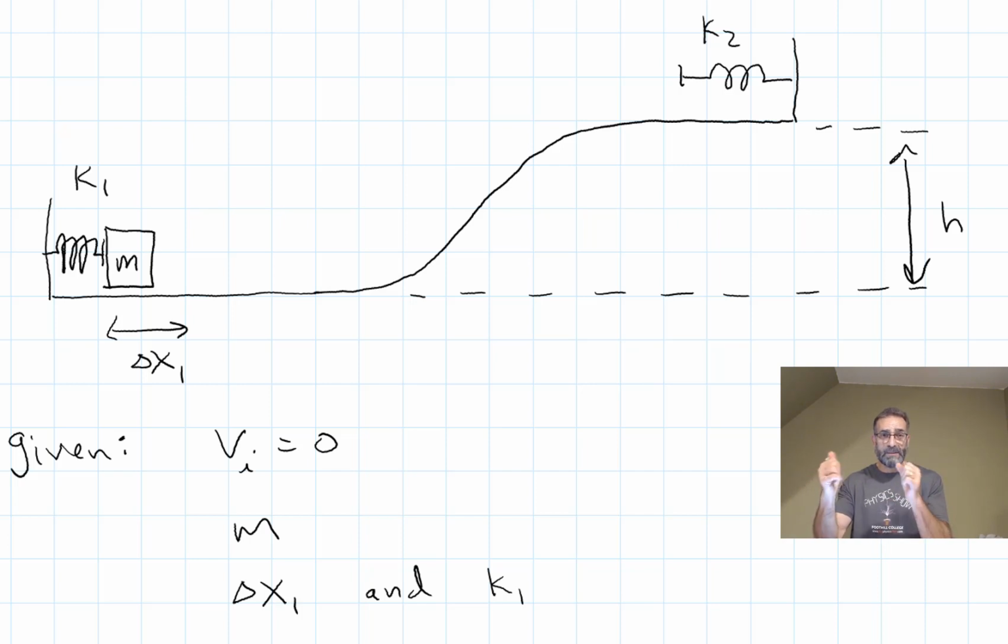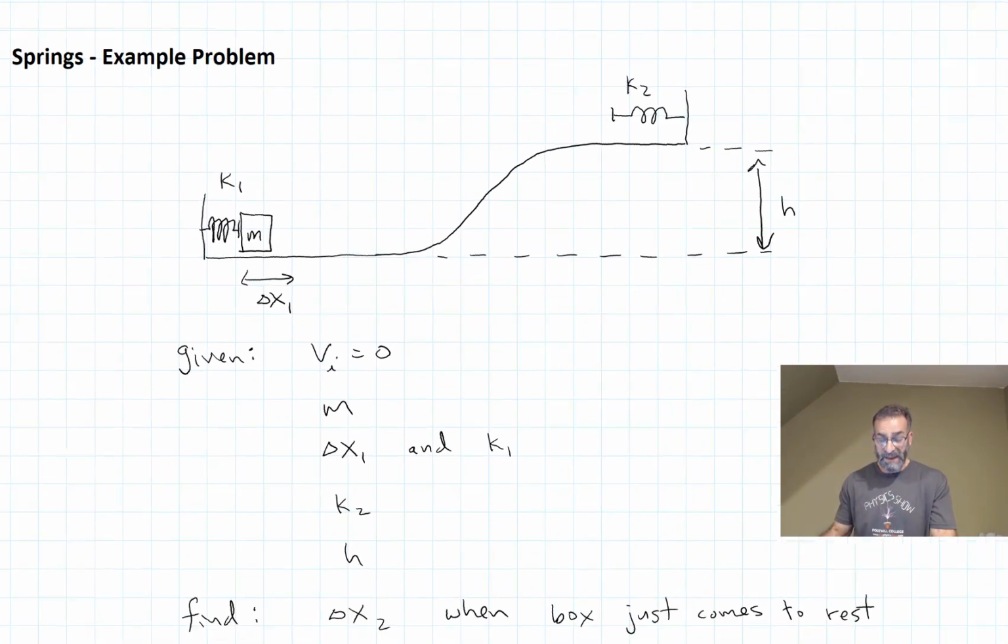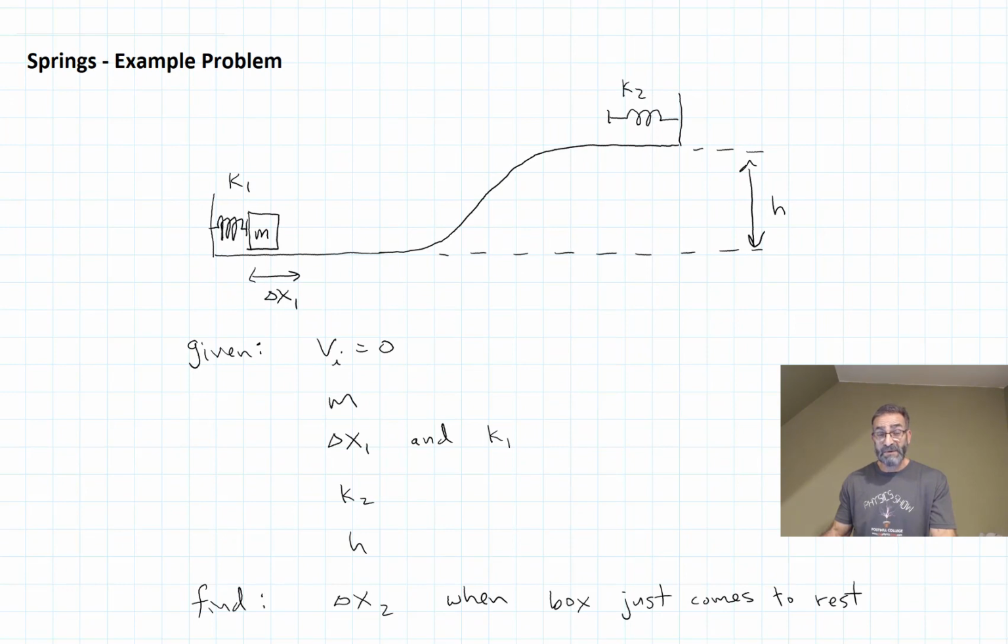We just want to know how much spring 2 is compressed at that instant when the box momentarily comes to rest. If we're given this information and the fact that these surfaces are frictionless, find the amount that spring 2 is compressed.